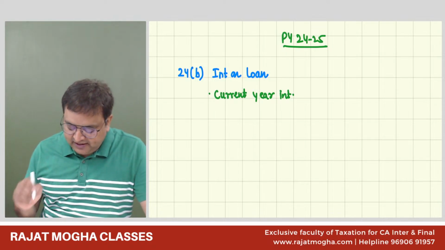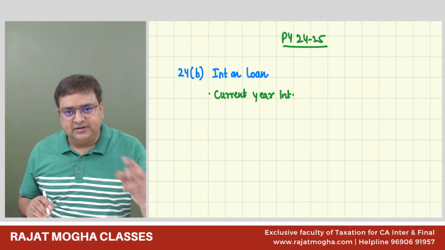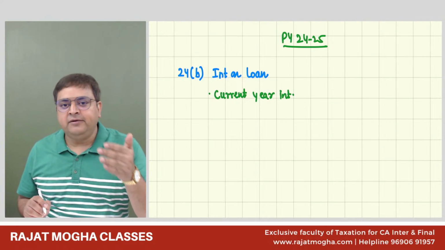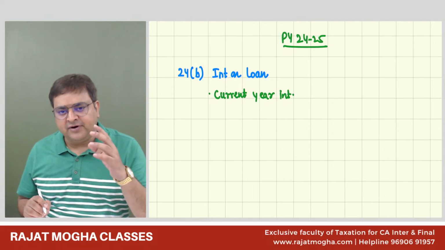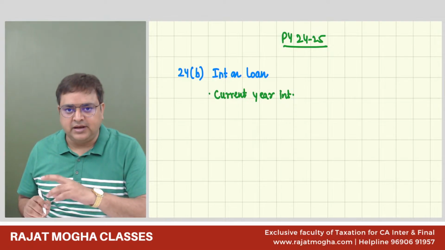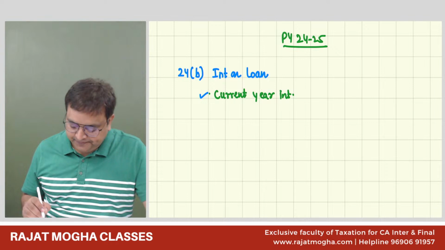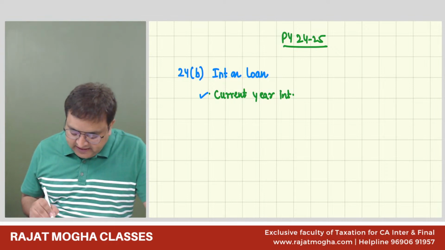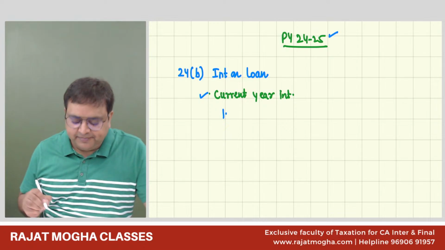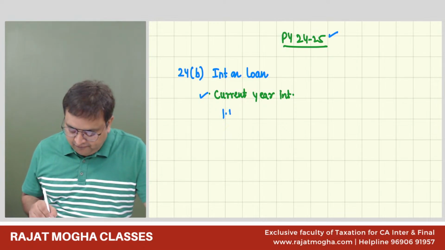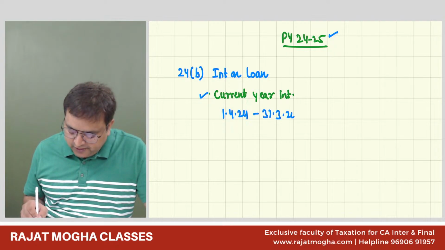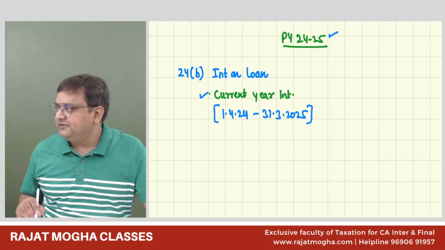Whatever is the interest, there are two parts, Arup: current year and 1/5 of pre-construction interest. I'll come to 1/5 of pre-construction after 2-3 minutes. First, let us understand the current year interest. Current year interest means any interest which is falling due from 1/4/24 till 31st March 2025. Arup, this much is okay?